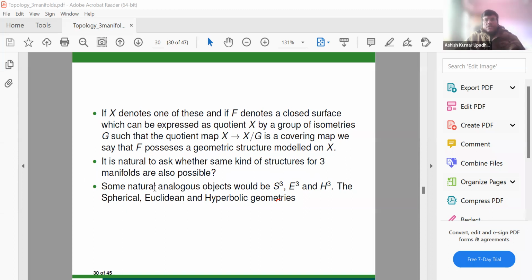So some natural analogous objects in this case: the analogy with spherical geometry will be again spherical geometry, which is S3. The analogy with Euclidean geometry will be E3, which is called Euclidean geometry here also. In fact, the spherical geometry is called elliptic geometry, and E3 is called flat geometry, and H3 is hyperbolic geometry in this case as well. So these are spherical, Euclidean, and hyperbolic geometries.